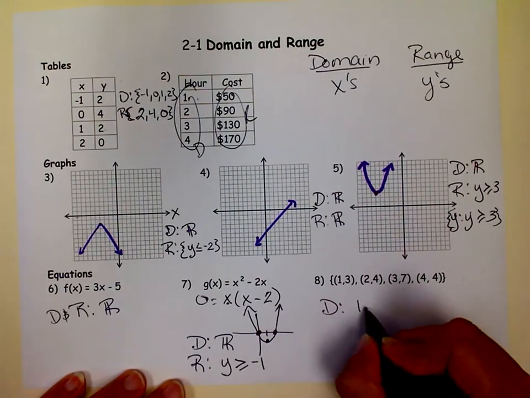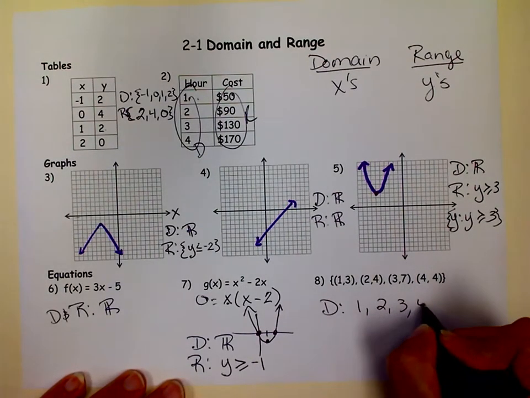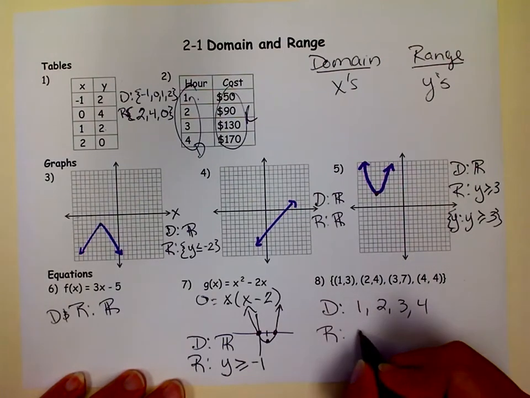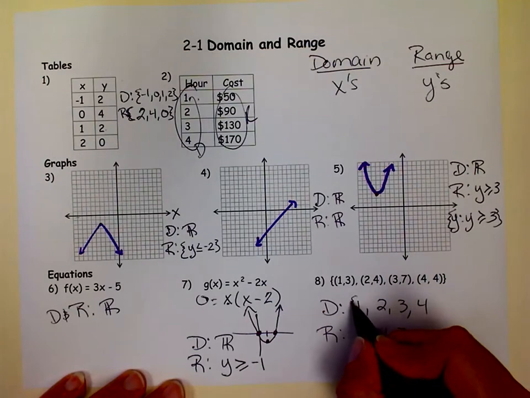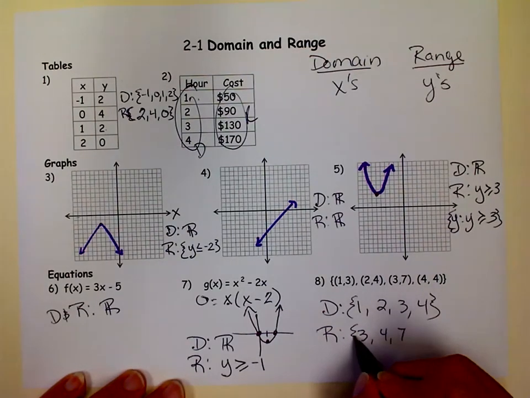Here my domain is 1, 2, 3, and 4, and my range is 3, 4, and 7, because there's 2 4s. And again, sometimes they write them like that.